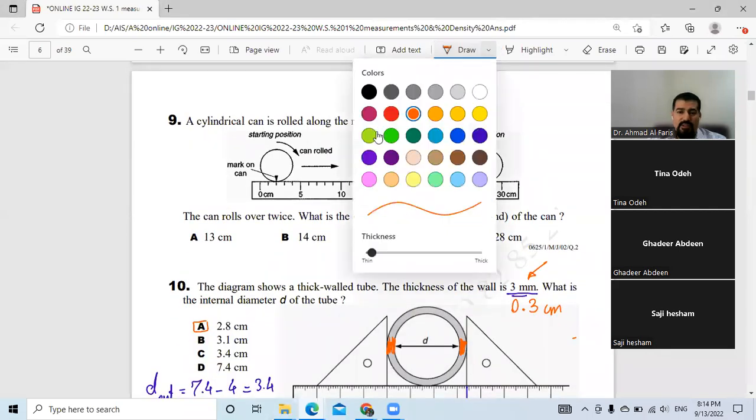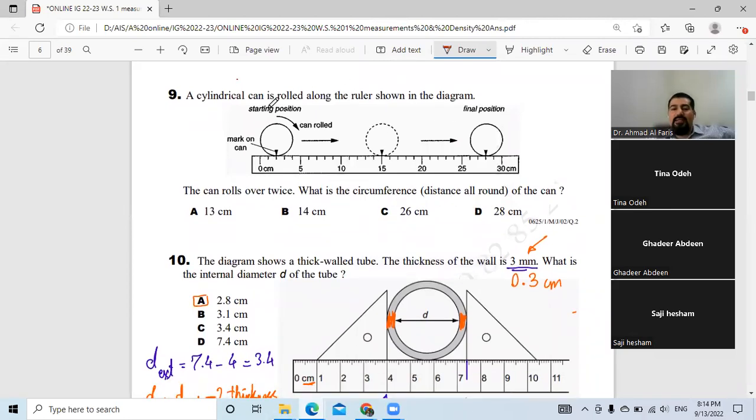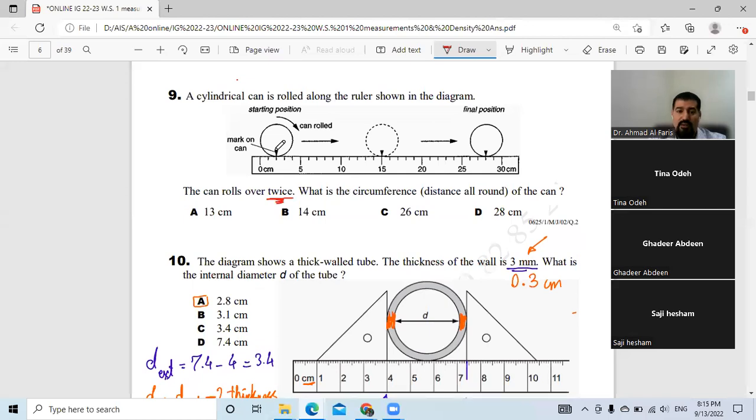Now, the next question is question number 9. They repeated it 3 times in the last 20 years. They keep repeating it. This is for Cambridge, okay? And they bring a similar idea for Oxford, but not the same numbers and not even the same picture. What they said here: a cylindrical can is rolled along a ruler, as shown in the diagram here. We have a ruler and a can, and it rolls in this direction, as shown by the arrow. How many times does the can roll? Twice. What is the circumference?